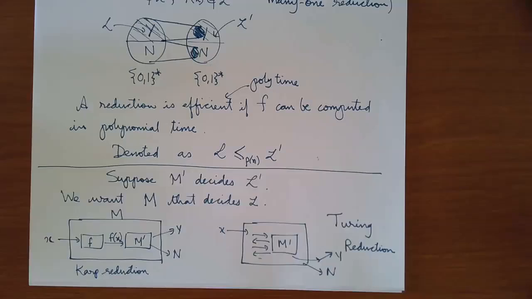How does using it multiple times get you anything? It's potentially useful. Suppose you had a machine M prime that solves clique. Maybe there exists an algorithm to solve Hamiltonian path that uses the clique algorithm multiple times, versus there being an algorithm that only uses it once.